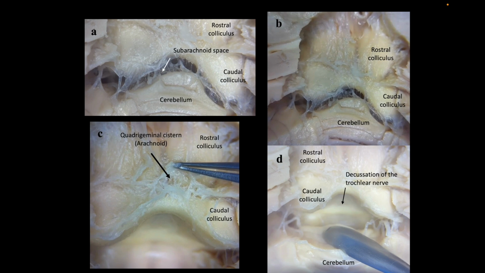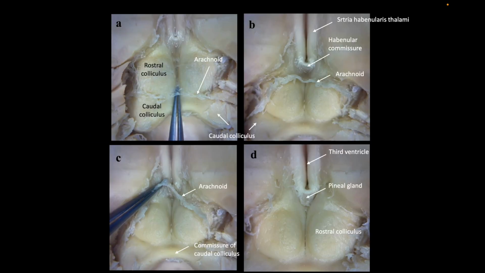So on figure C, you can see these arachnoid trabeculae that are forming the quadrigeminal cistern beginning to be moved rostrally by the forceps. On image D, you can identify when the cerebellum is pushed backwards. You can see the rostral medullary velum, caudal colliculi, and there you can identify the decussation of the trochlear nerves. So now we are moving these trabeculae of the subarachnoid space rostrally.